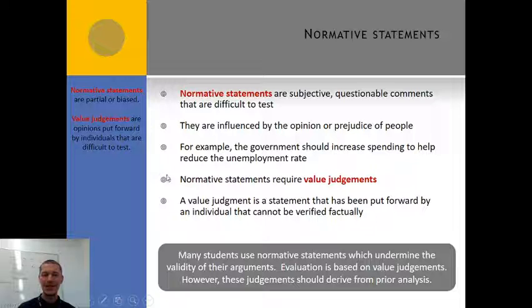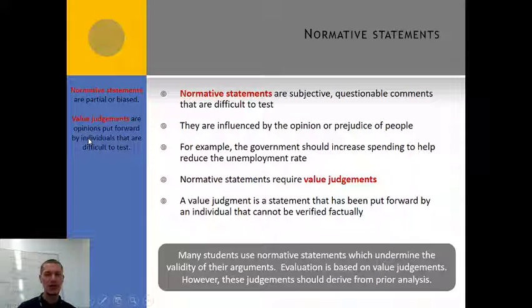Now, the problem is that quite a lot of students, and many that I've seen throughout the years, will use normative statements in their analysis, okay? When we analyse, we really want to see factual backups. It's when you start saying however, and again, when I set you your homework, this will become more obvious to you, that's when you can start using normative statements and value judgments, okay?